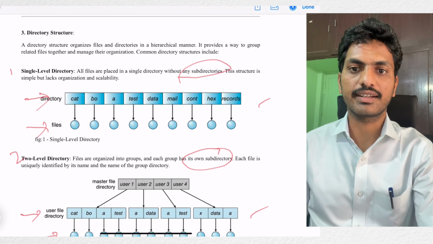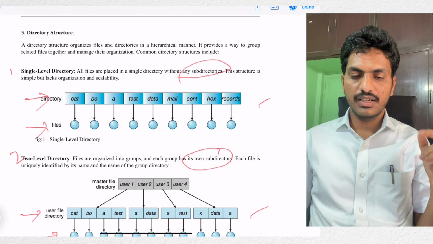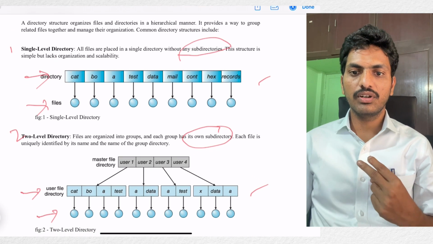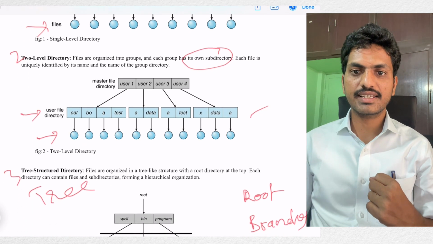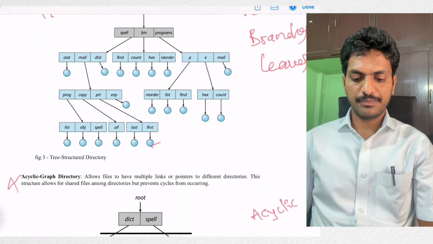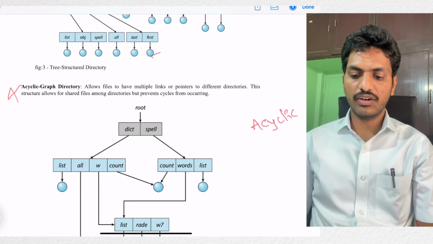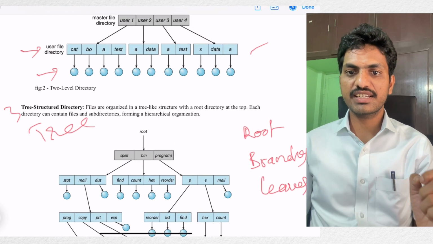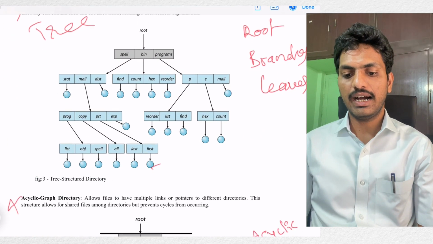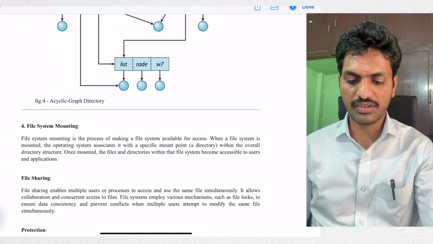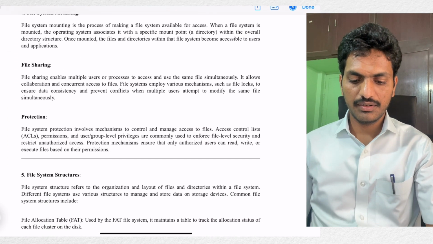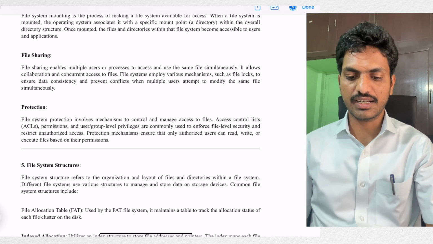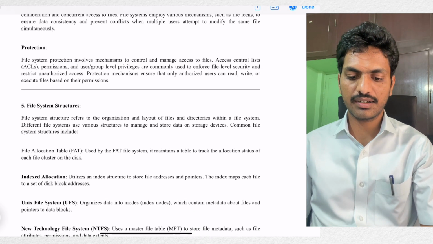This is about directory. Directories are of four types: single level, two level, tree structure, and then the fourth one, acyclic graph directory. You write the definition for each item and the diagram is also required. File sharing and protection, you can study that one.